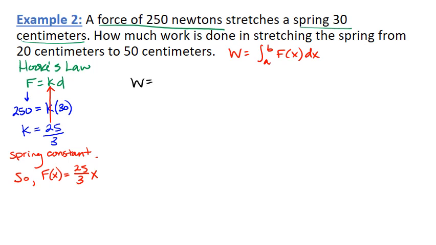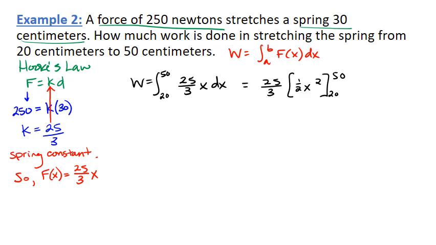So our equation becomes W is equal to the integral from a to b, that is the start to finish of our spring. So we're starting at 20 centimeters, we're working our way to 50 centimeters, and our function is 25 thirds x dx. So that's the hard part. Now we can just integrate this, and when we do, we end up with this, and we will evaluate that from 20 to 50.